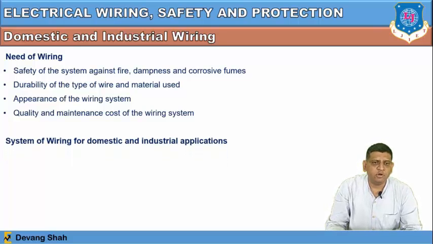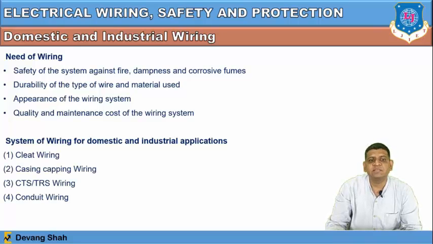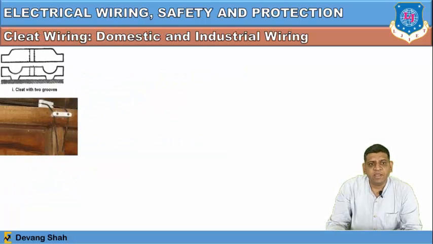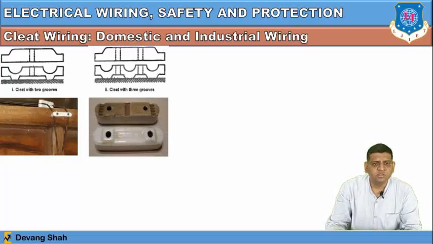Now the system of wiring for domestic and industrial application: there are various methods. One method is defined as cleat wiring, then the second is casing and capping wiring, CTS and TRS wiring, and conduit wiring. If we talk one by one, first is the cleat wiring, where you can see there are two grooves, and the grooves will carry the wire. One part is a base and another part is a cap, and you can see here how this kind of wiring can be done using this method.